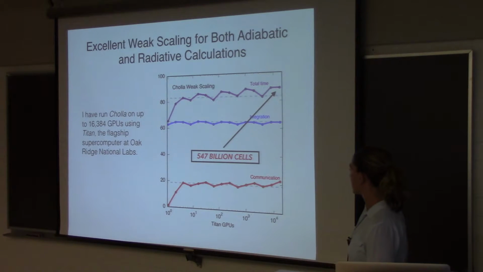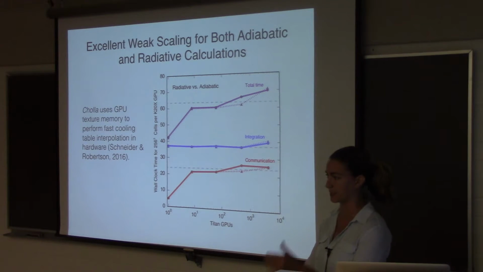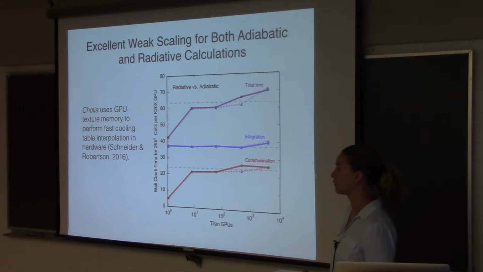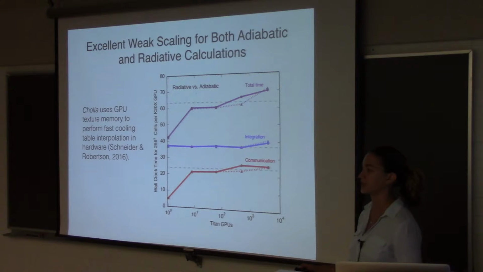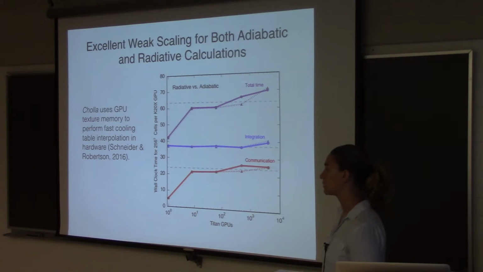The largest simulation that we ran was 500 billion cells, so really a very large volume hydrodynamic simulation. In addition, I've recently included radiative cooling in the code, and I don't have time to get into the details, but if you're interested in hardware architecture, this was a really cool thing that we discovered. Basically, the GPU has built-in interpolation functions, harkening back to its days as a tool for video game processing, and we were able to use those built-in interpolation functions to do interpolation on our radiative cooling tables.